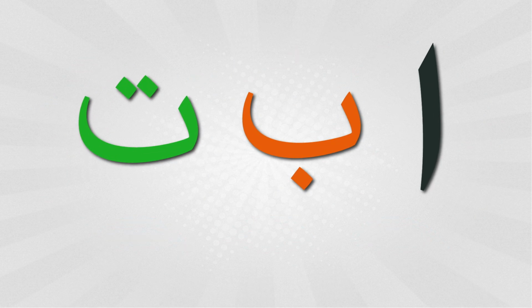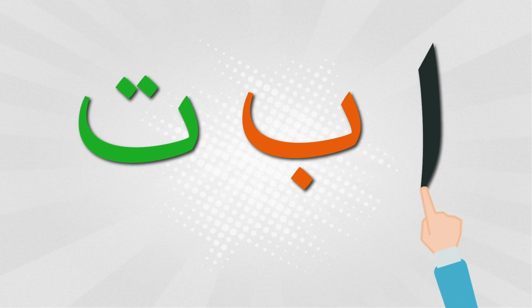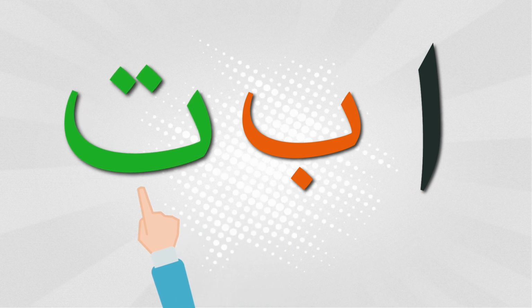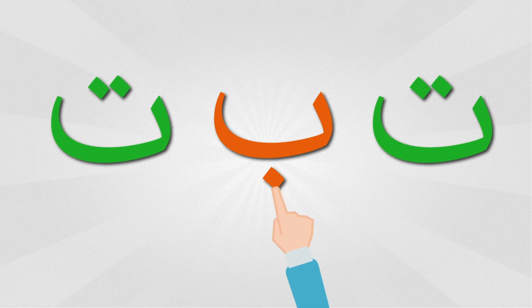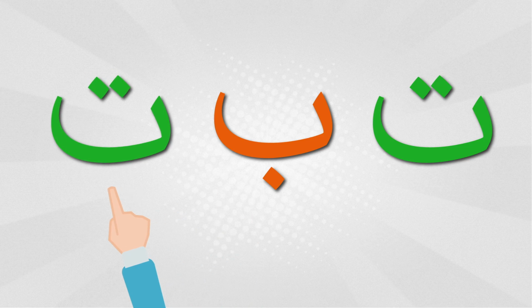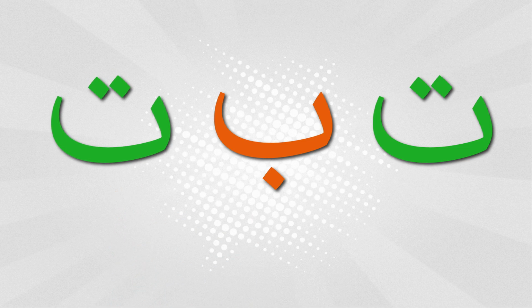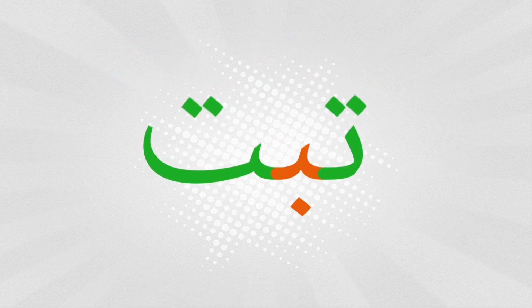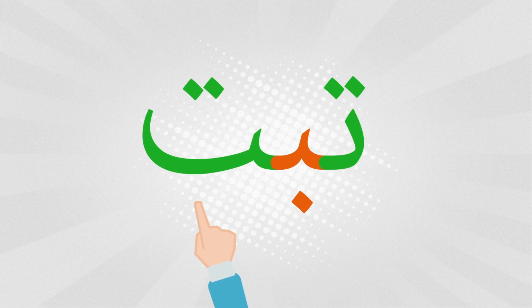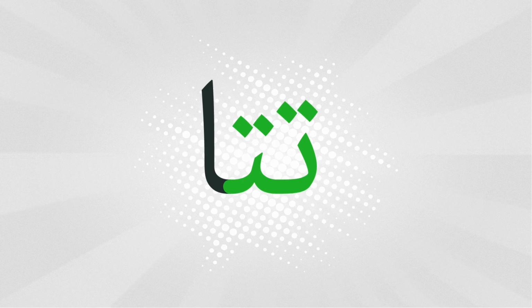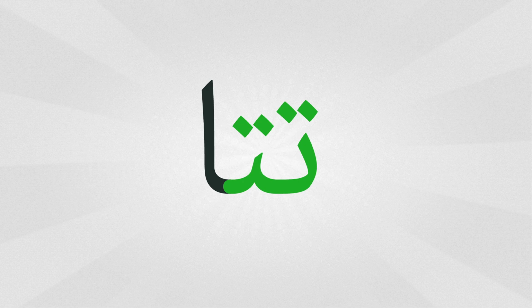Let's read the names of the next letters. Alif, Ba, Ta. Ta, Ba, Ta. Let's connect them together and read them again. Ta, Ba, Ta. Now these 3 letters are connected. Let's try to read them.